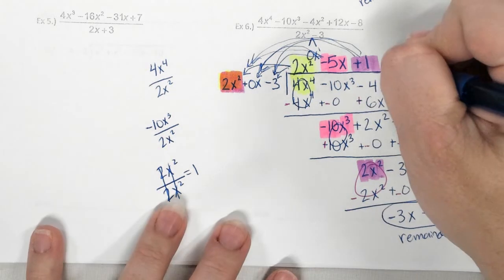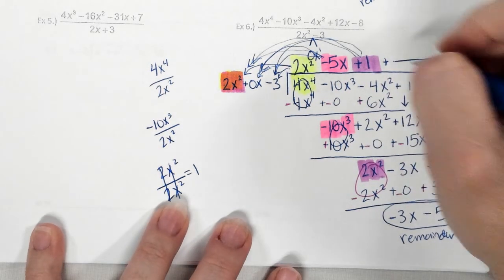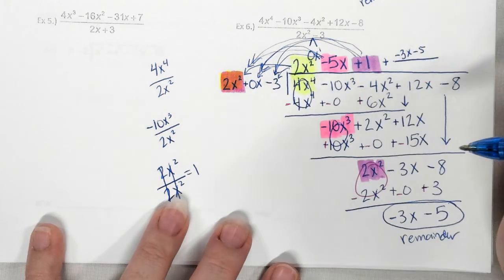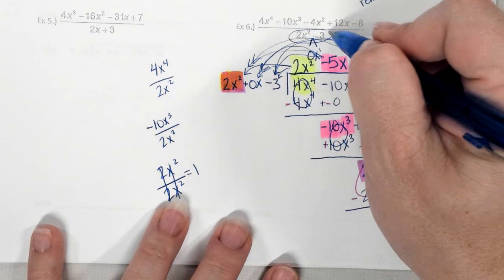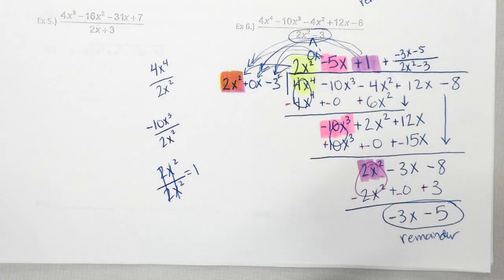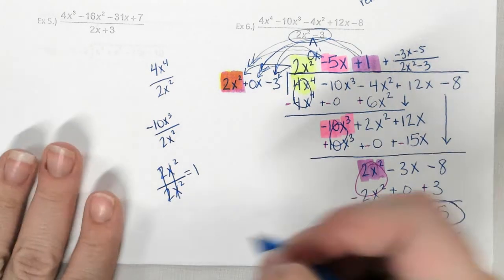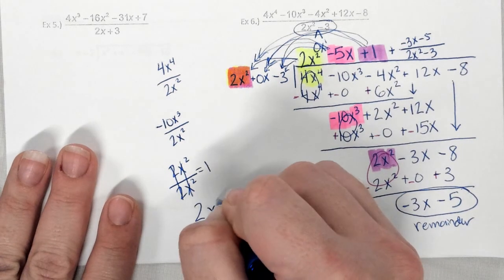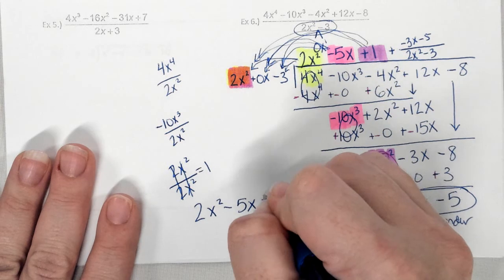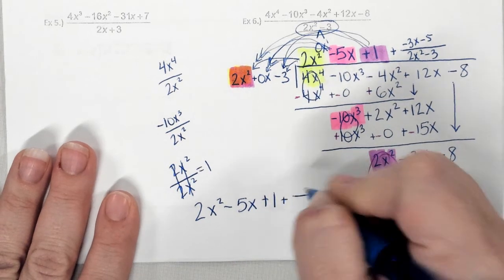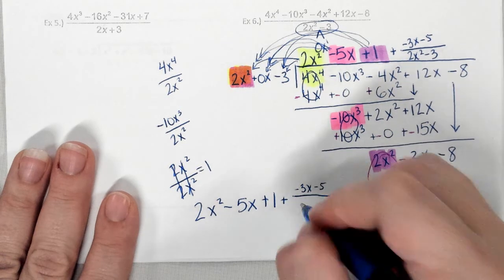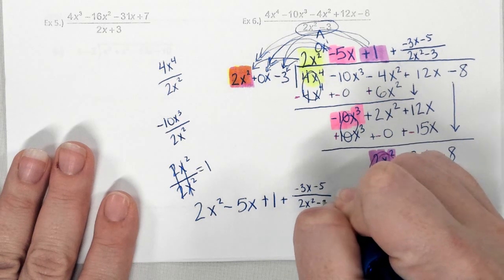So again, remember, we add a plus sign and a fraction bar. Our remainder goes on top. And what we divided by goes on bottom. Now, you can write it like you did here, like it was given to you, 2x squared minus 3. You don't have to put the 0. So my final answer is 2x squared minus 5x plus 1 plus negative 3x minus 5 over 2x squared minus 3.